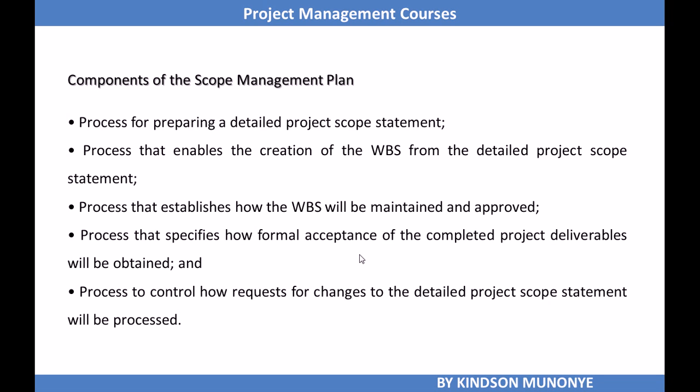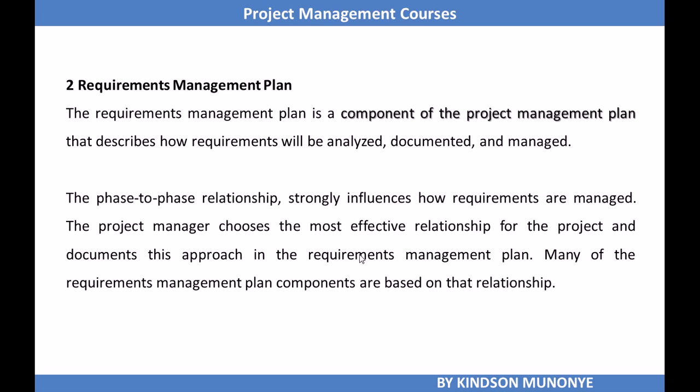Components of the scope management plan include the process for preparing a detailed project scope statement, the process that enables the creation of the WBS from the detailed project scope statement, and the process that establishes how the WBS will be maintained and approved. Remember, WBS stands for Work Breakdown Structure. A process that specifies how formal acceptance of completed project deliverables will be obtained is also a component of the plan. Another is the process to control how requests for changes to the detailed project scope statement will be processed. And of course, we also have the requirements management plan.